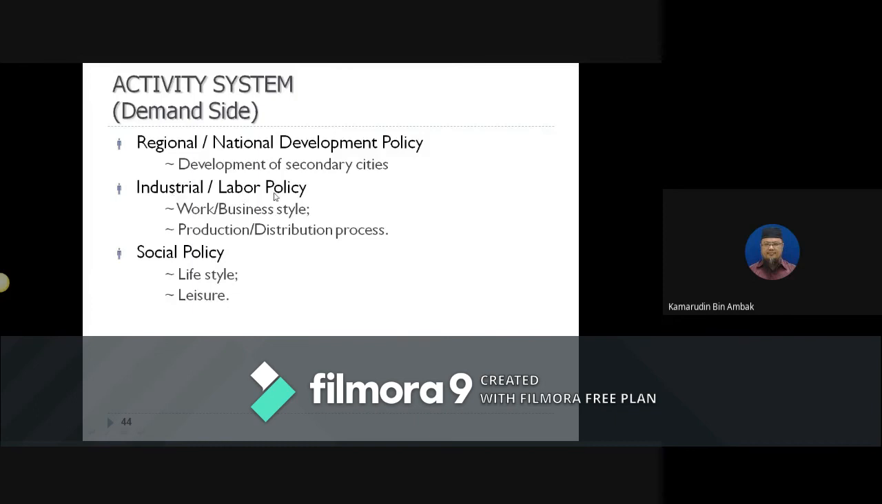Okay, industrial and labor policies look into the business work start, what the main type of business is, the production and distribution process. Okay, the last one is social policy, the lifestyle and the leisure, what is common in the society.